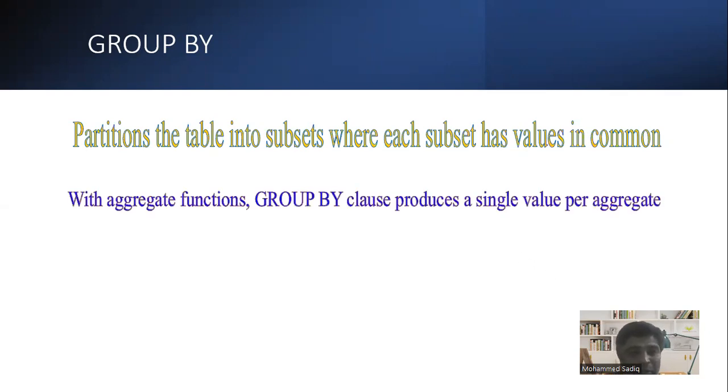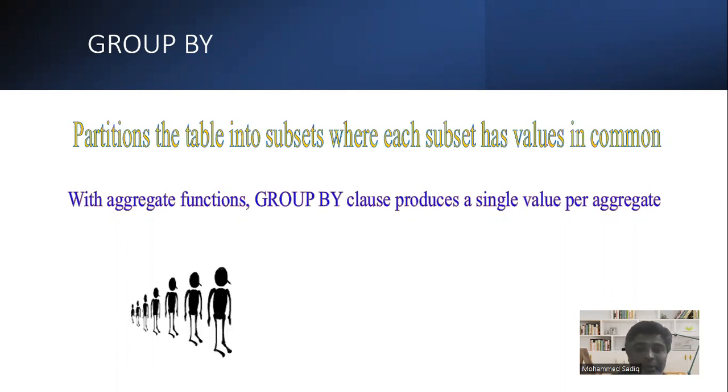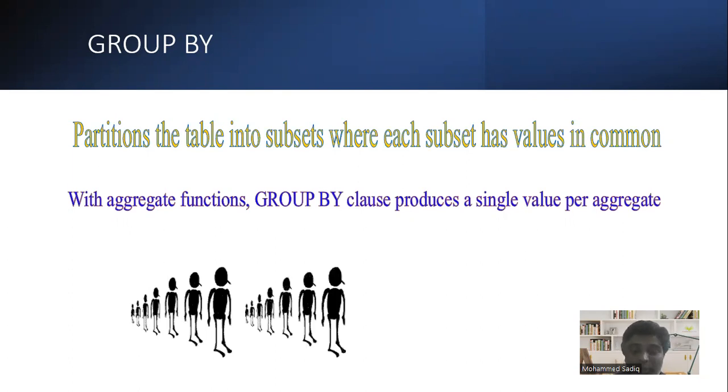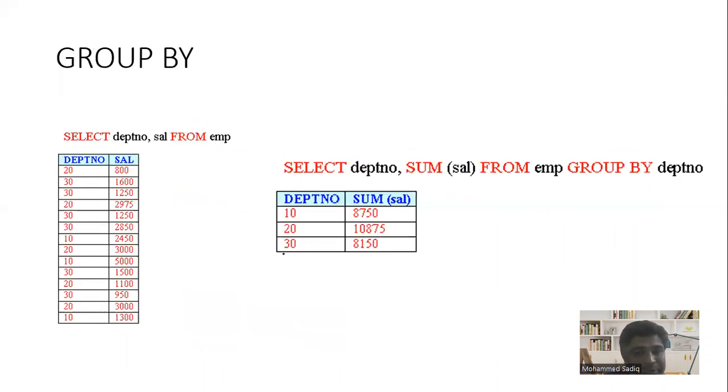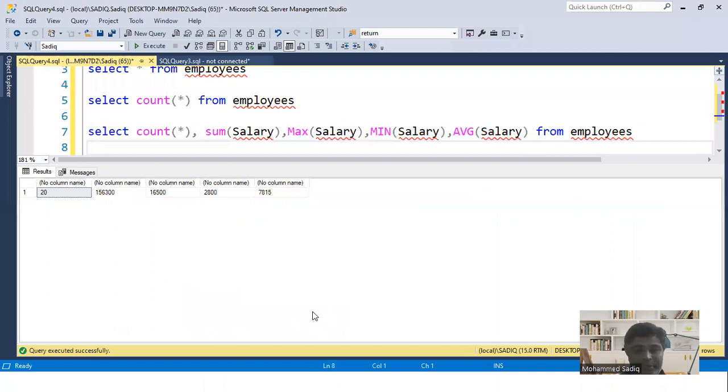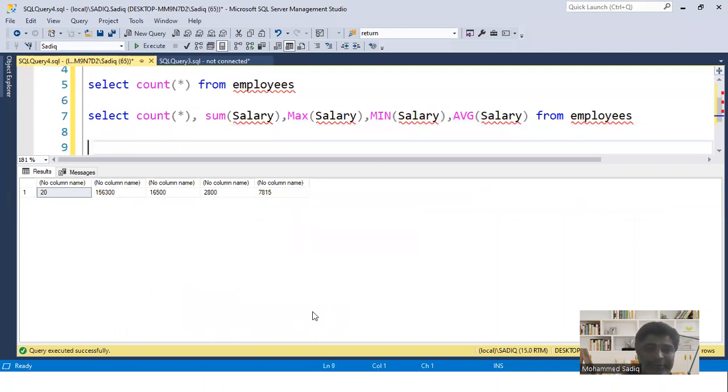With an aggregate function, the group by clause produces a single value per aggregate. That means for each group, you will get an aggregated value. For each group, I want to know the number of employees and the total salaries. That is exactly where we use the group by. Now let us see how we use this group by. As an example, department 10, what is the total salary? Department 20, and so on. We'll see practically here. Let me go with total salaries, or we can say select sum of salary from the employees table.